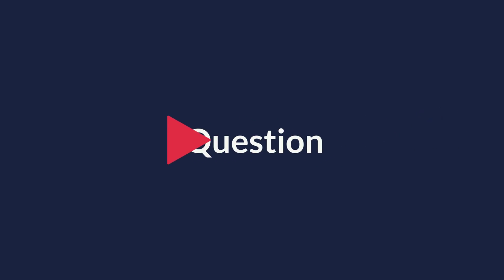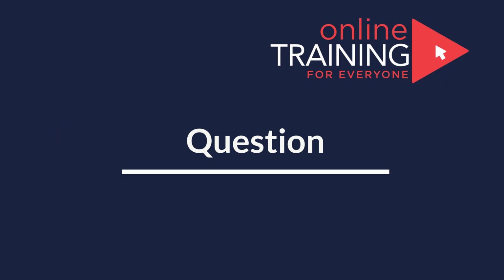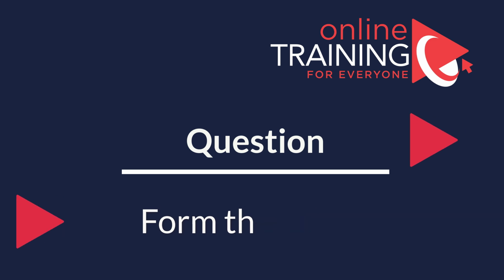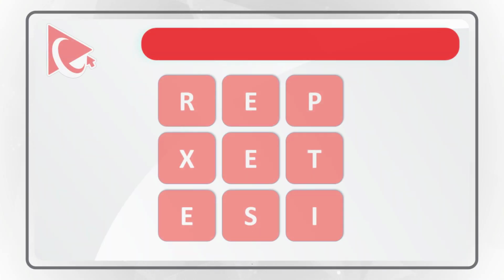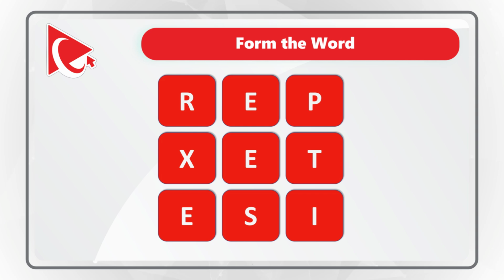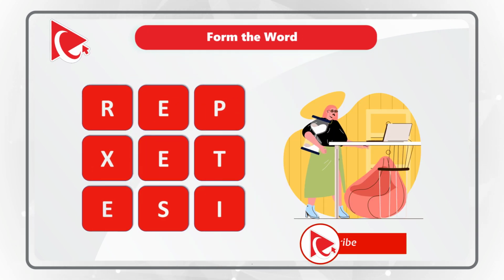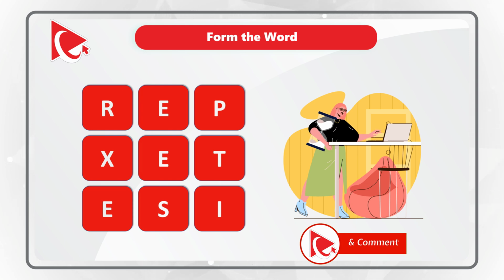Very frequently, you might get tested on how quickly you can form words using letters of the English alphabet. In our case, you're presented with 9 letters, and you need to form the word using all the letters only once. The letters are R, E, P, X, E, T, E, S, I. Do you see the word? Give yourself a little bit of time, maybe 10 to 15 seconds, to see if you can answer the question.